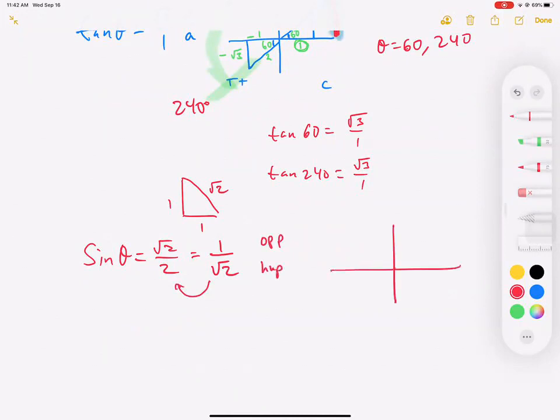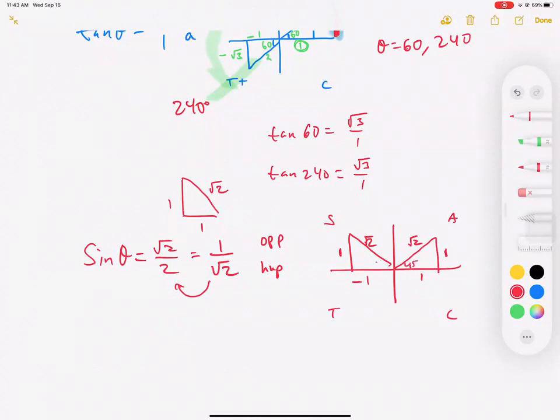Sine is positive in quadrants 1 and 2. All students take calculus, in case you forget. And we said opposite side is 1. This is the opposite of my reference angle. And the hypotenuse is square root of 2. We know the triangle, that's a 1, 1, square root of 2. Going to the left, we have to remember there's a negative sign on the second quadrant one.